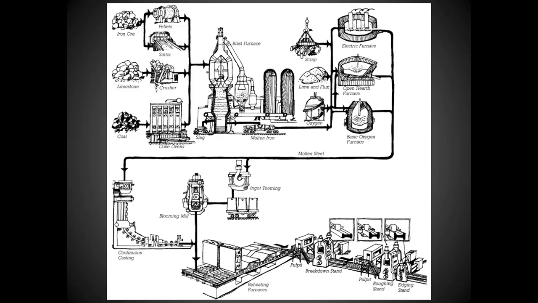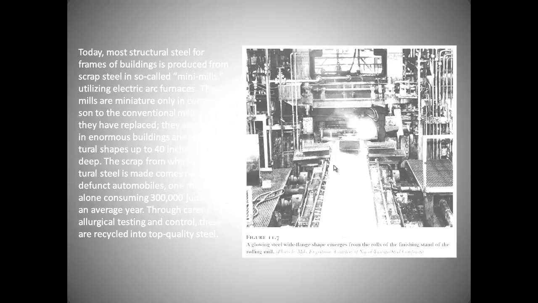It goes through a bloom mill. This is basically your material that is going to be extruded or run through rollers as it goes down through this breakdown stand and the pulpit and roughing stand. You can see the shape of the steel going through these rollers in its semi-molten state, so it becomes the structural shape that you're looking for. So it's a very intense, high energy use process that's used to create the steel elements that we're looking for.